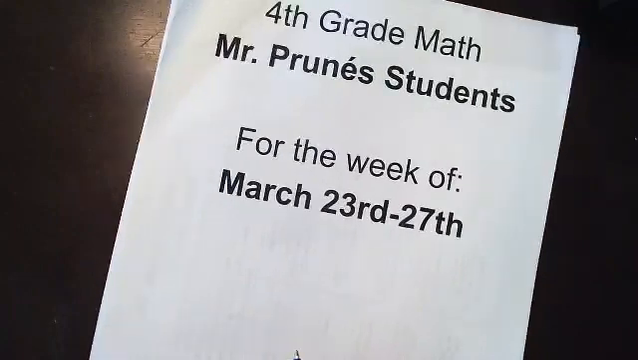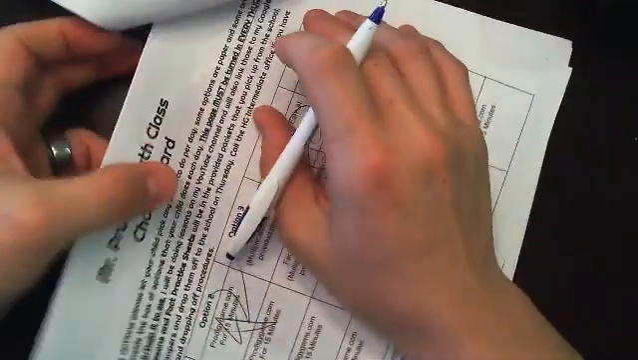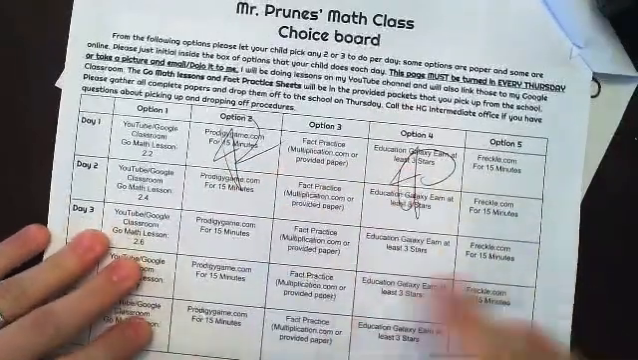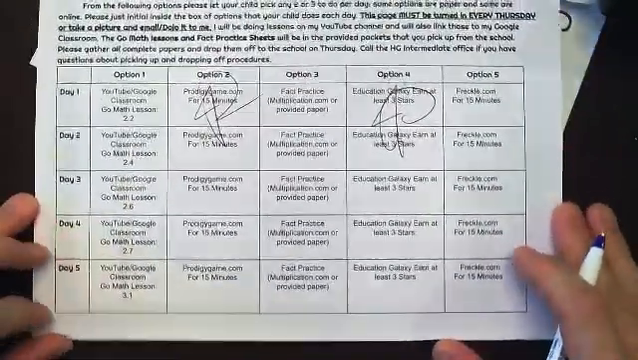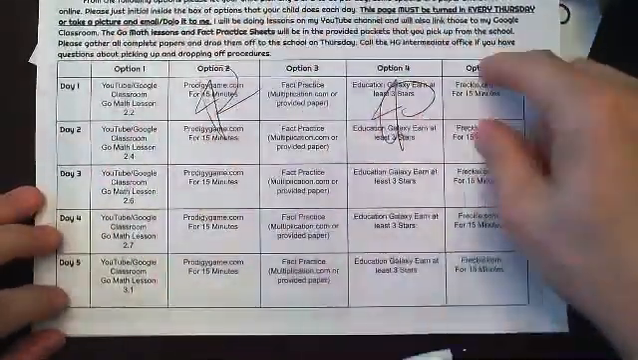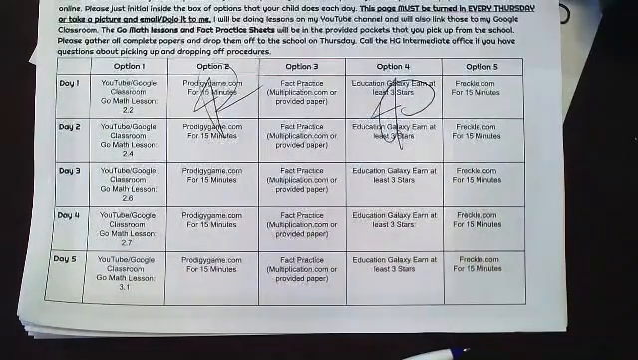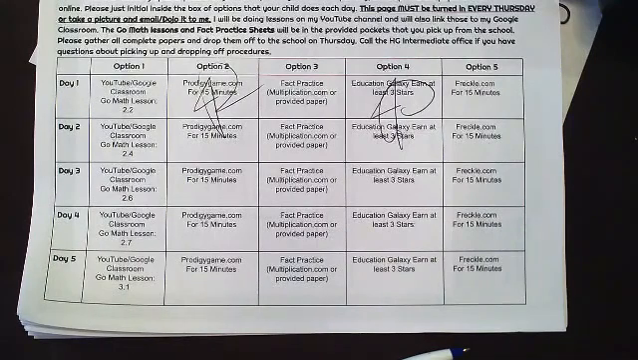So in the packet, you'll see this first page, and ignore my initial there, but this is what it looks like, okay? And what I've done is I've set it to where there are 5 options per day that you can pick. You only have to do 2 or 3 of them, all right? So you don't have to do them all.